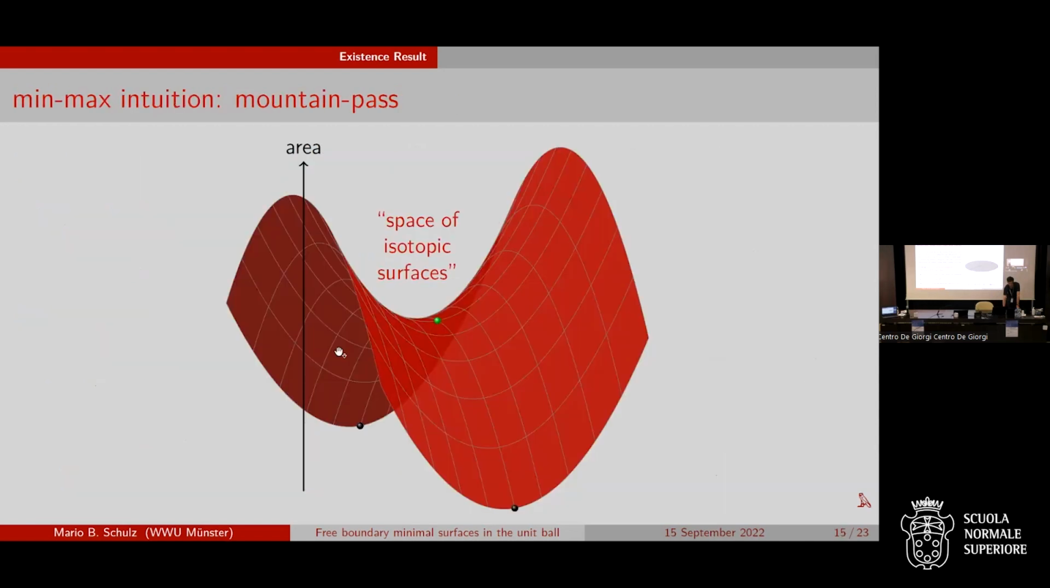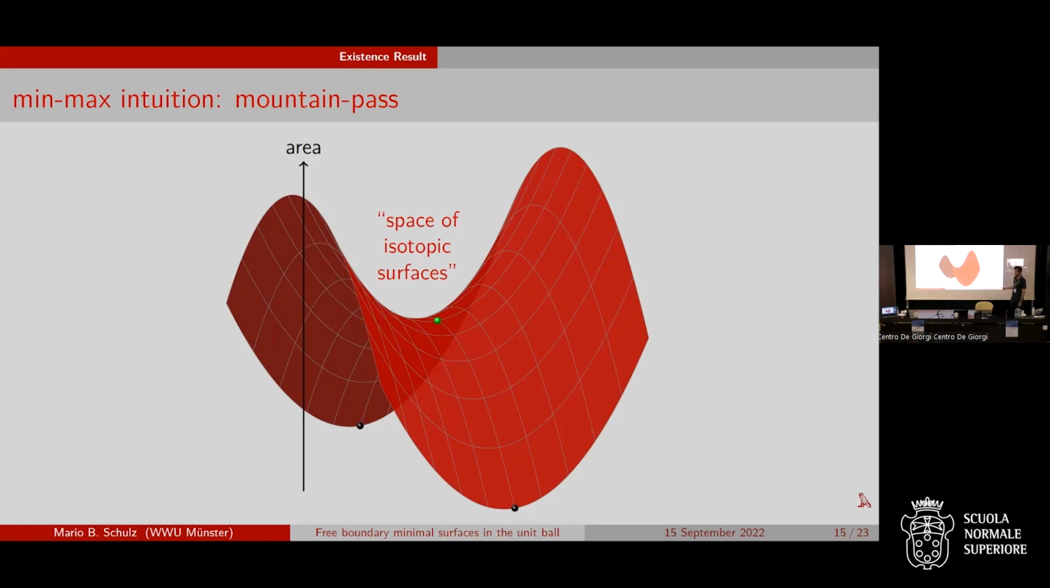But what's the idea? Think of the space of all surfaces isotopic to the ones we want to find as a space which somehow looks like that. We want to find an unstable critical point. It's a saddle point. So this is the space of all surfaces. We want to find this saddle-type critical point. That's an unstable critical point. How can we find it?